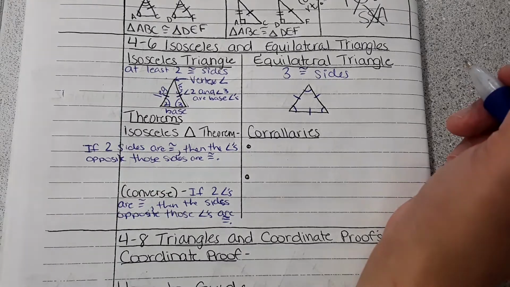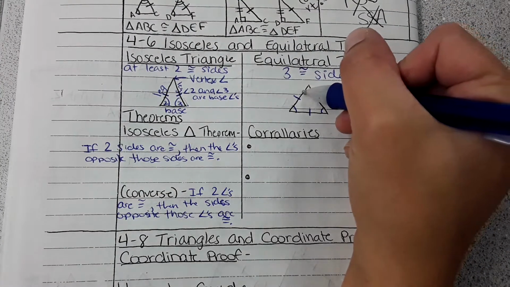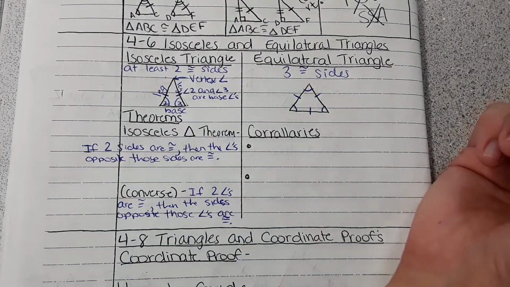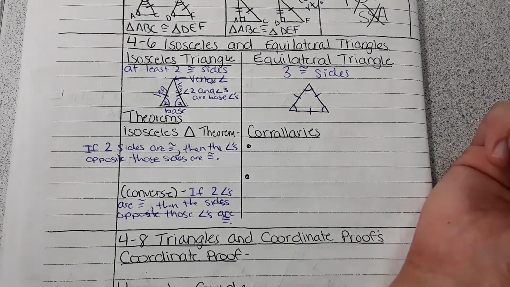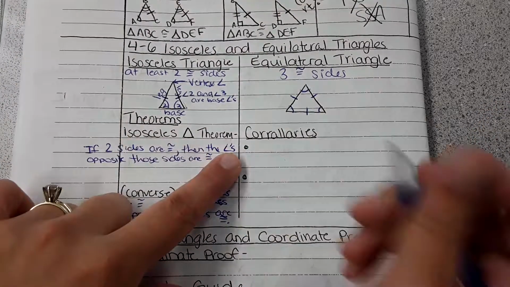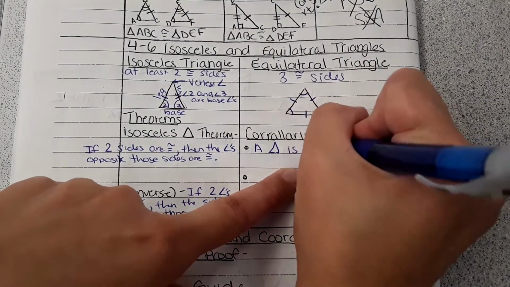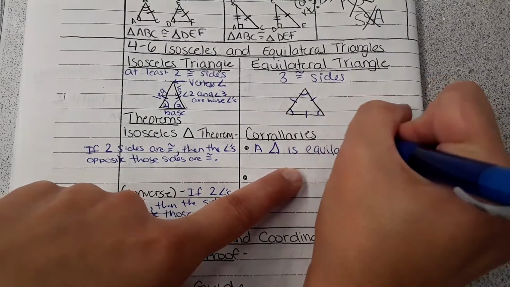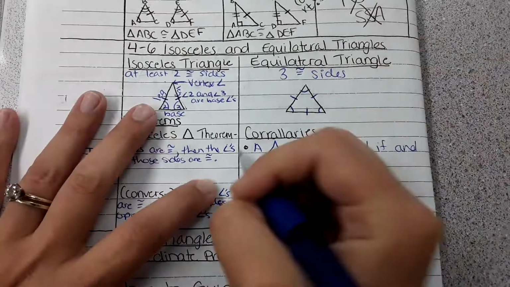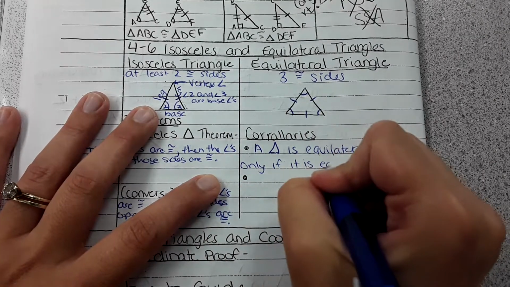Because all the angles of a triangle add up to 180, in order to find the measure of these angles, you would do 180 divided by 3, which would be 60 degrees. So every equilateral triangle will have 60-degree angles. So that's part of the corollaries. A triangle is equilateral if and only if it is equiangular.